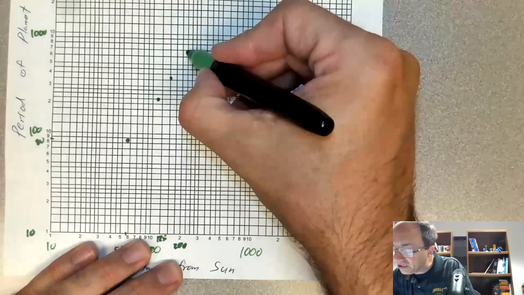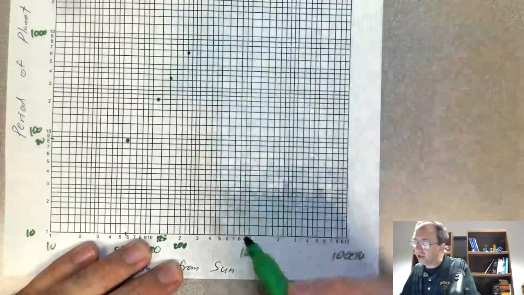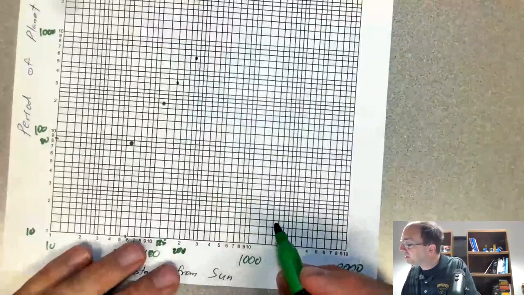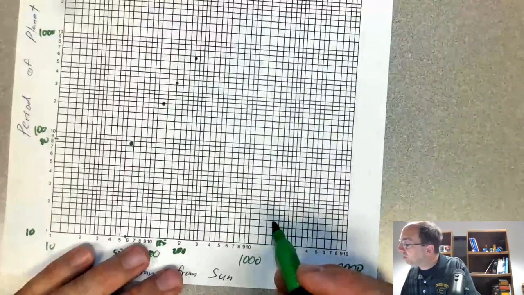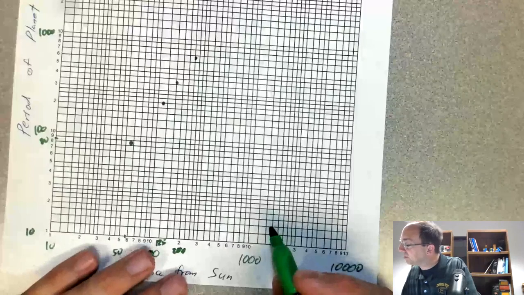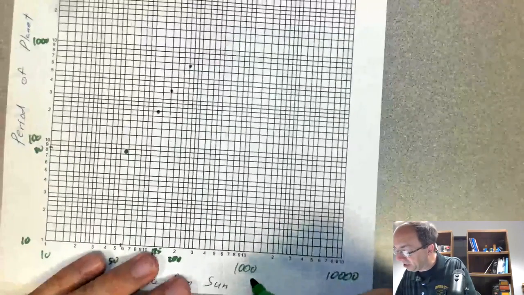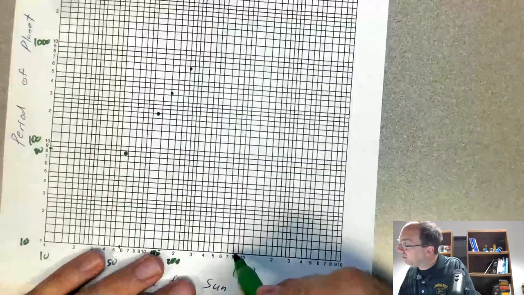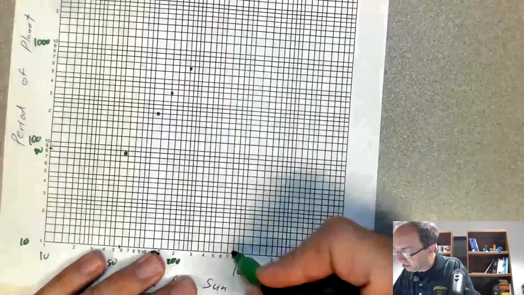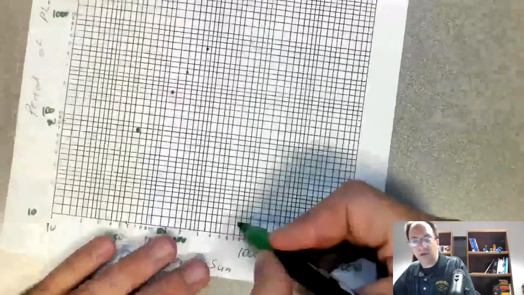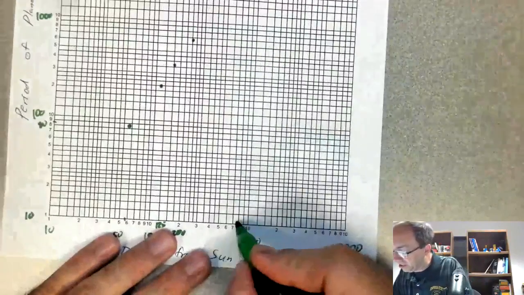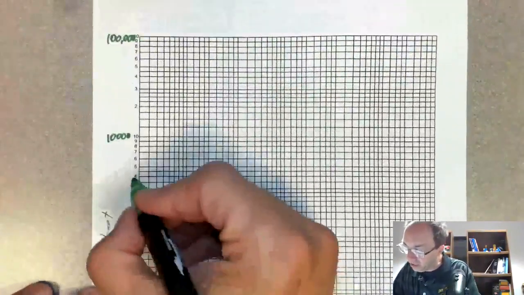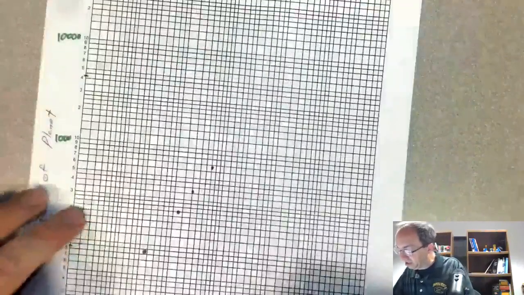So 687 is going to be about here. Notice it's looking linear, so looks promising. We'll do one more here, just because we don't need all the data points since it's such a good fit. But 778 for Jupiter and 4329. 778 would be about here, and 4329 would be about here.